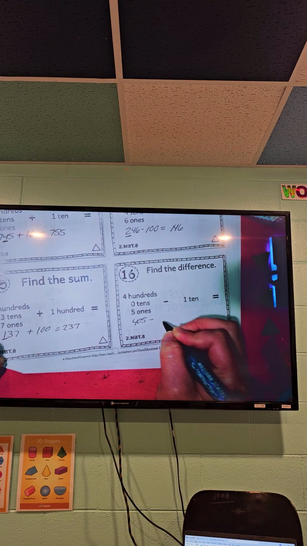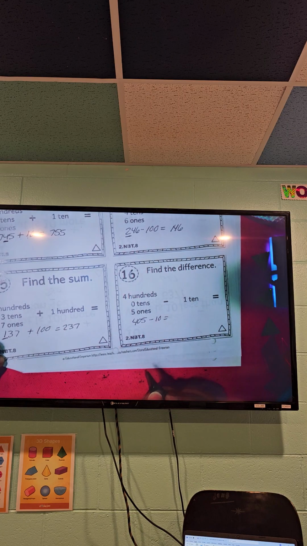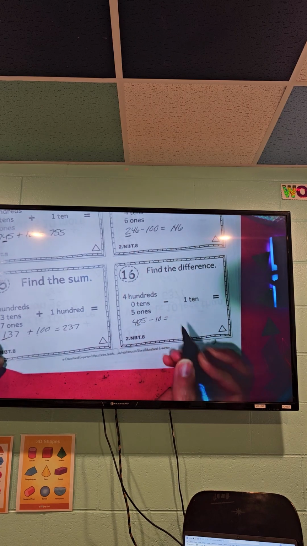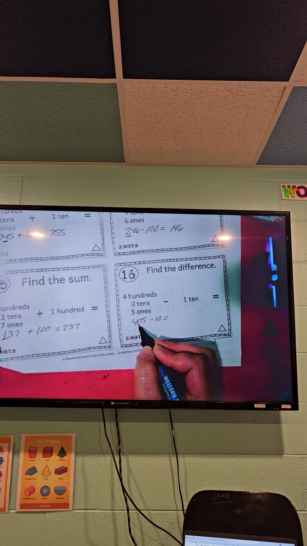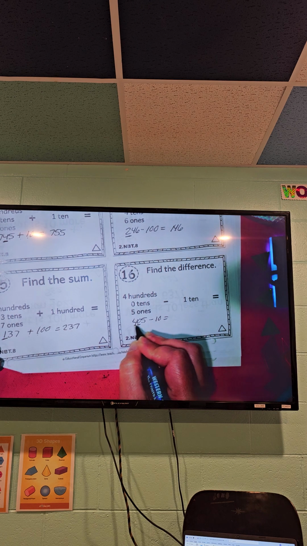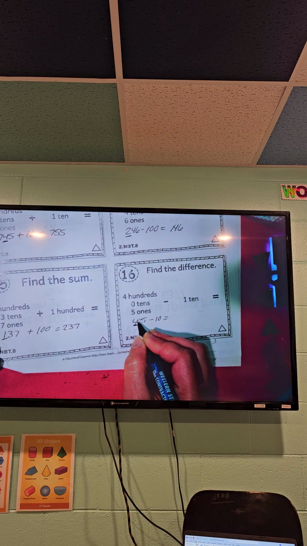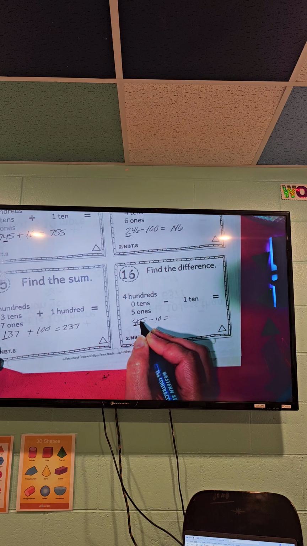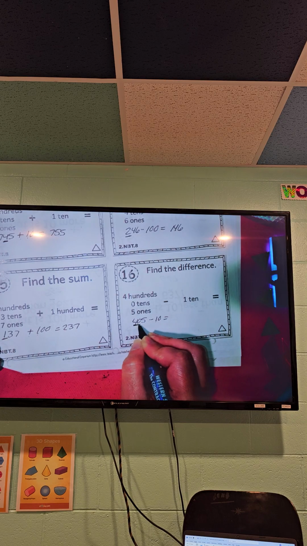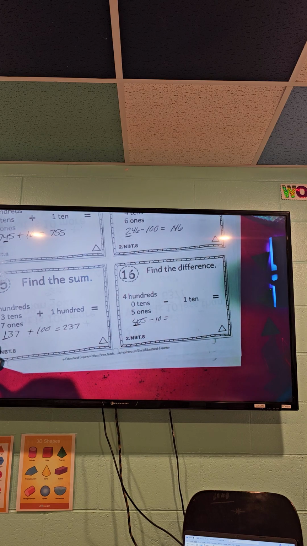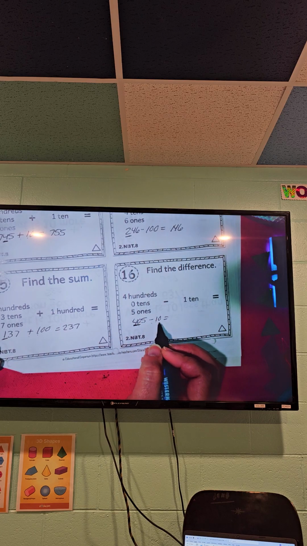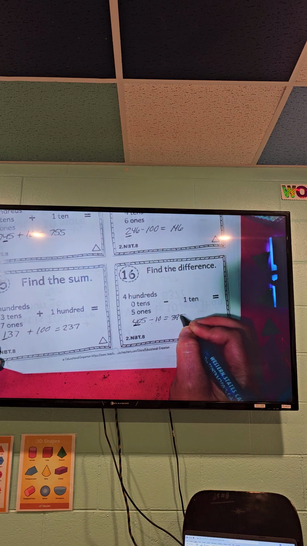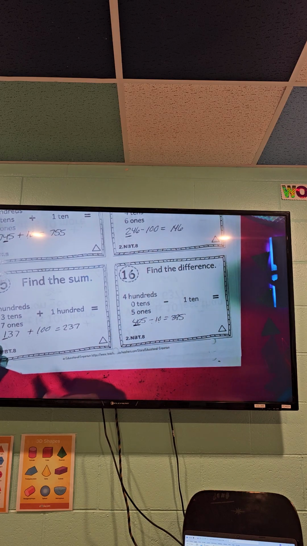405 minus 10 equals, underline the tens place. Now if you have a 0 here, you have to underline the other number and look at that as a whole. It's not just 0 now, it's 40, because we're decreasing by 1. And we can't decrease a 0 by 1, can we? So we have to look at the other number and put them together. 40 decreases by 1, and you get 395.